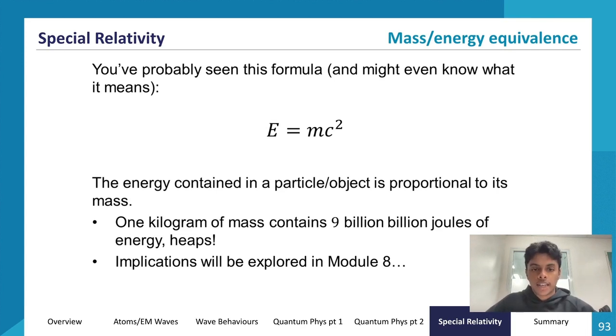So mass stores energy, and energy is released when that mass is converted. One kilogram of mass basically contains 9 billion billion joules of energy. So it contains heaps of energy. The implications of this will be explored later in module 8, where we can talk about the combustion of stars and how much energy stars release.